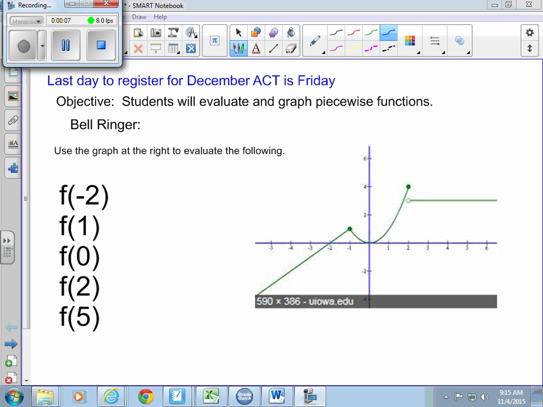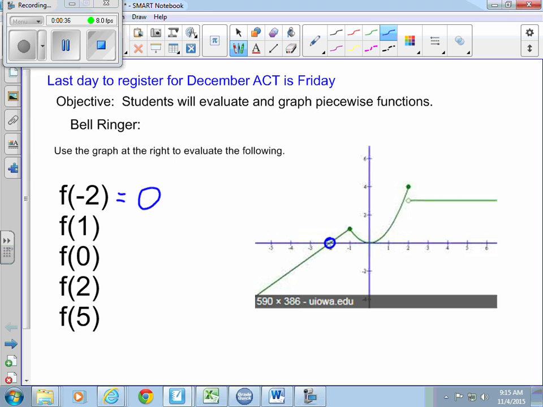Now the first slide is actually something we've done before, not with piecewise, but with other functions. How do you evaluate f of negative 2? Plug it in for x. What if you only have a graph? You go to the x value of negative 2 and ask yourself, what is the y value? What is the y value when x is negative 2?